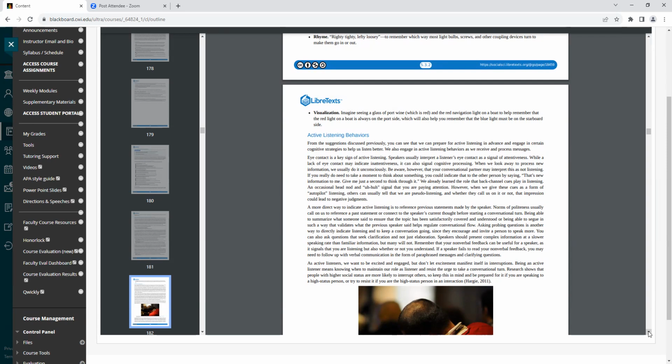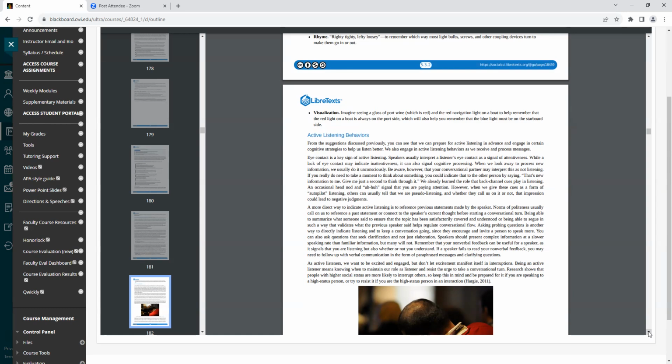Heading: Active listening behaviors. From the suggestions discussed previously, you can see that we can prepare for active listening in advance and engage in certain cognitive strategies to help us listen better. We also engage in active listening behaviors as we receive and process messages.